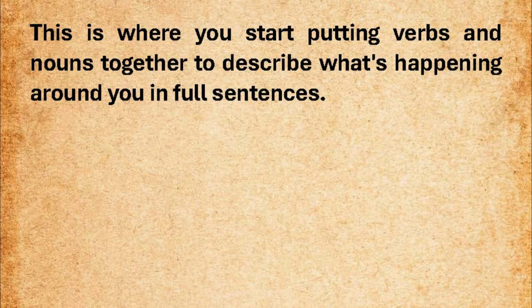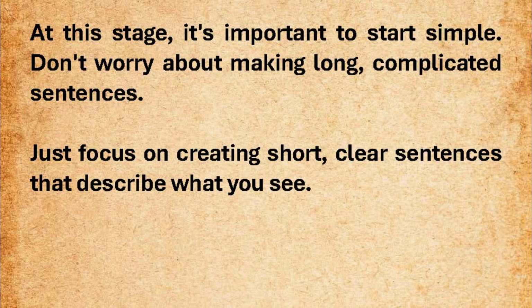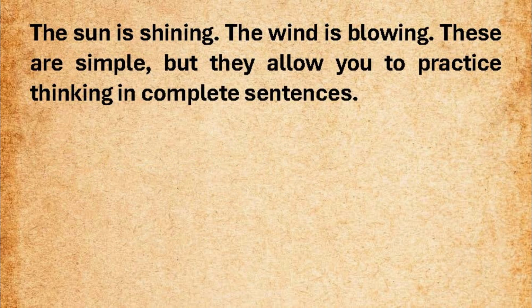This is where you start putting verbs and nouns together to describe what's happening around you in full sentences. At this stage, it's important to start simple. Don't worry about making long, complicated sentences. Just focus on creating short, clear sentences that describe what you see. The sun is shining. The wind is blowing. These are simple, but they allow you to practice thinking in complete sentences.